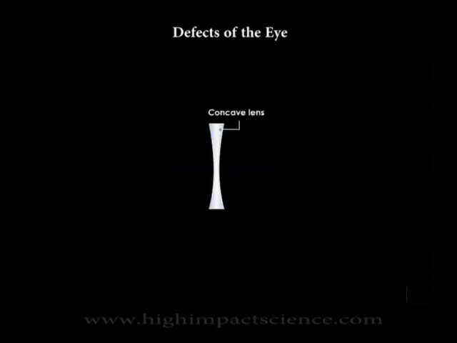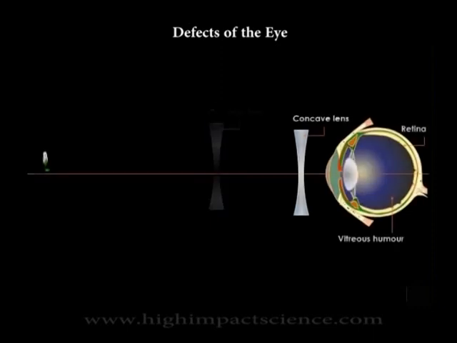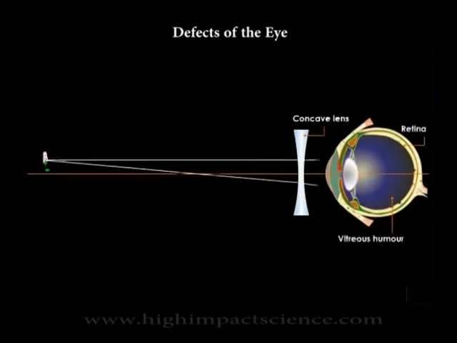A concave lens is used to correct this optic abnormality. The ray diagram shows how the concave lens helps focus light on the retina.